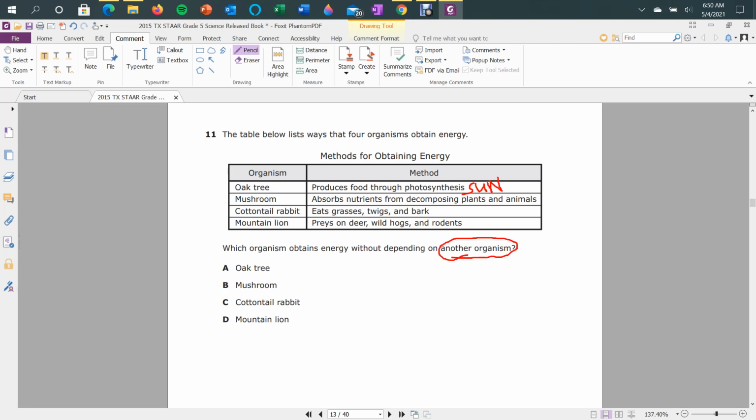So mushrooms absorb nutrients from decomposing plants. And plant is an organism. And animals are organisms. So it said without. So that's a no. Cottontail rabbits eat grass. That's an organism. Twigs come from an organism. Bark comes from an organism. So we know it's not that. Mountain lion preys on deer, wild hogs, and rodents, all organisms. So it can't be that. So the correct answer has to be oak tree, which I already know is the correct answer. All right? Because it is a producer.